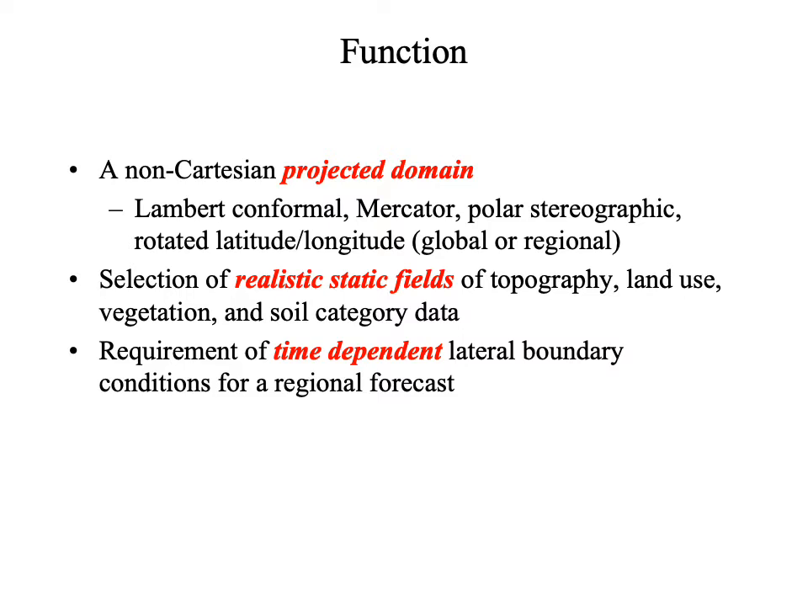There's an expectation that the static fields are realistic. So we don't have smooth topography or idealized land use or no vegetation. We have information that comes from static data sets that are input to GeoGrid, and those get forwarded on all the way into the real program and then into the model. The lateral boundary conditions are time dependent. We don't assume that they are constant or fixed. We also don't assume that they are periodic or other idealized ways.